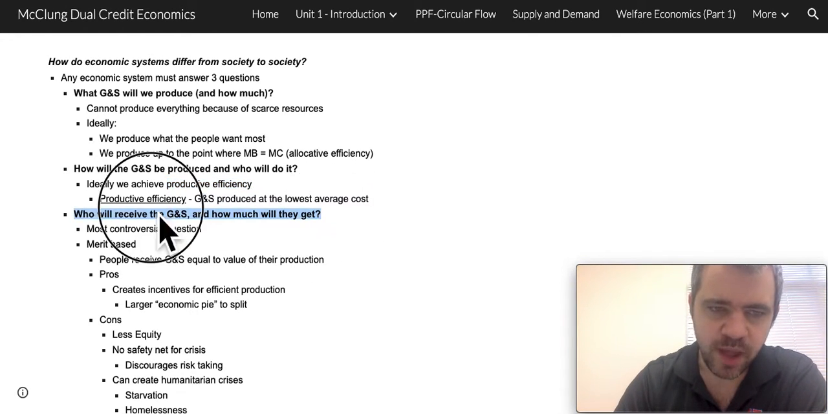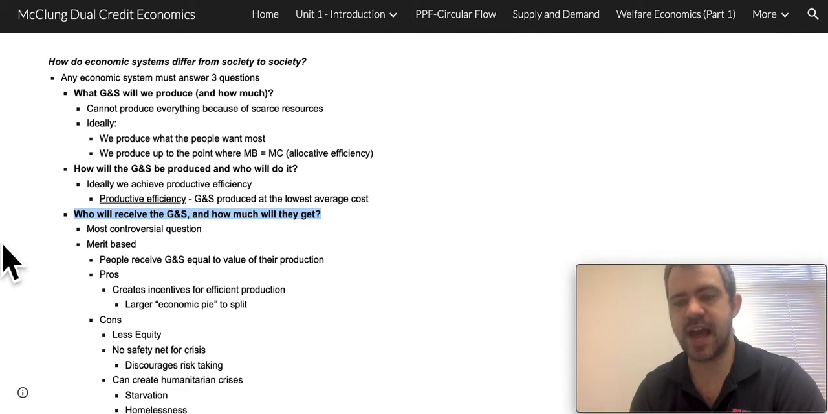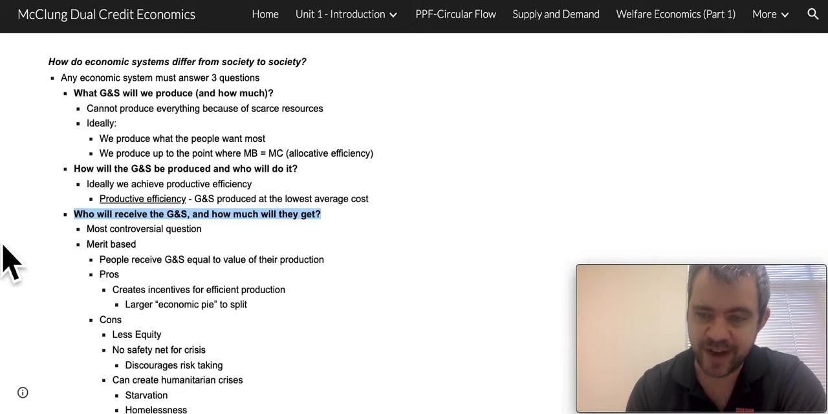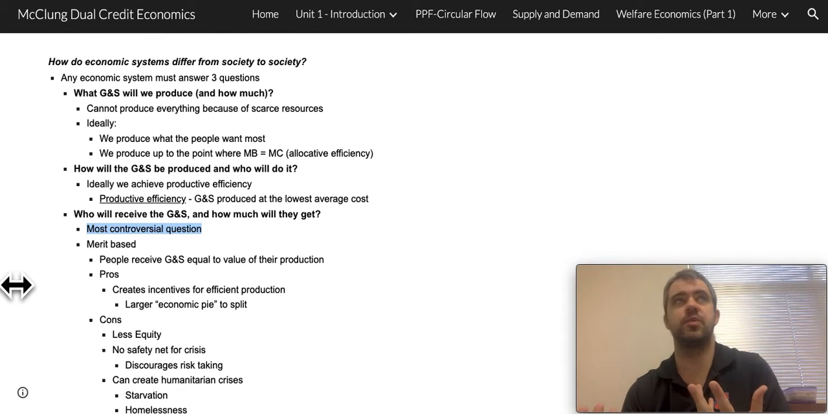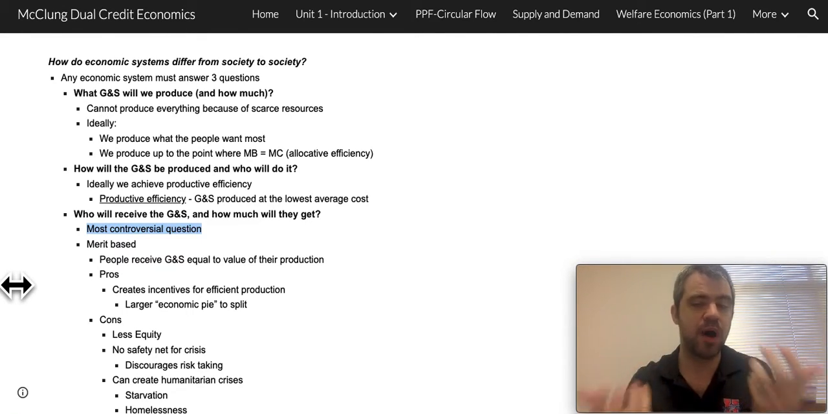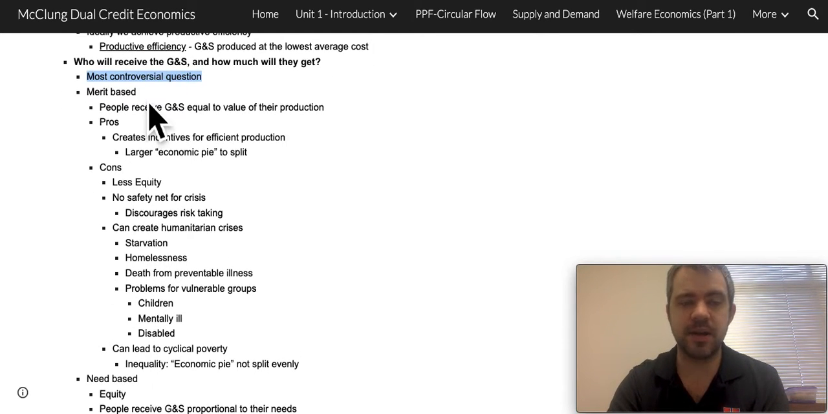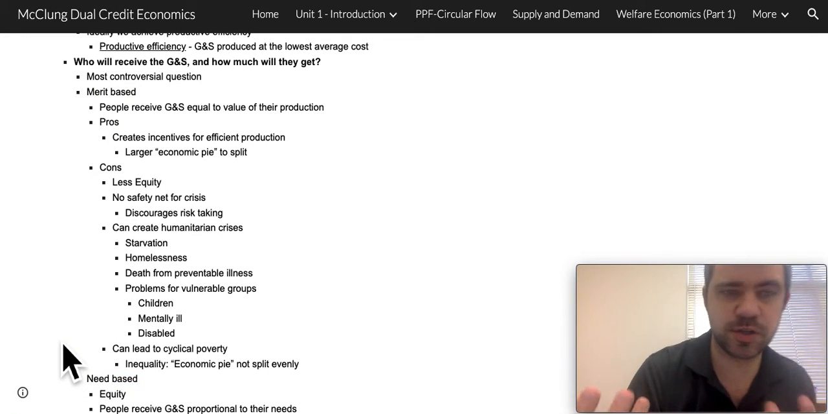And then finally, we're asking the question, who do we want to receive these goods and services, and how much are they going to get? Now, this is the one that's going to cause a fight. This is super controversial because it has big consequences. Everyone wants themselves to get the stuff, or they at least have very emotional opinions on who these goods and services should go to. I'm going to talk about this in two broad categories: a merit-based system and a need-based system of distributing these goods and services.